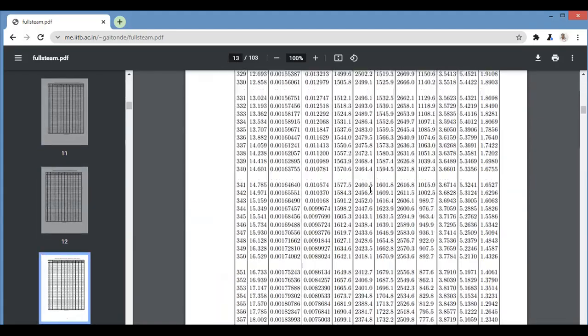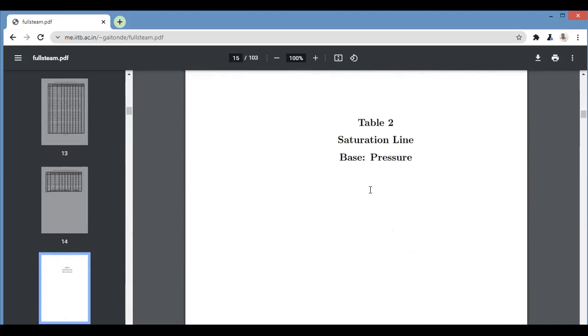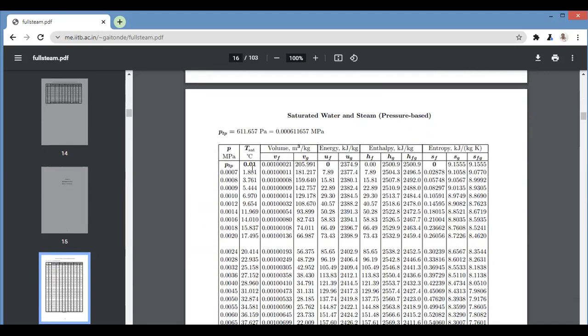So what other information do we get from the steam tables? Let me go to the pressure based table again. You'll find that apart from the saturation temperature, if the table is arranged on the pressure basis, you get information on specific volume, specific internal energy, specific enthalpy, and specific entropy. Because these are SI based tables, the unit of specific volume is meter cube per kg, the unit of specific energy as well as specific enthalpy is kilojoules per kg, and that of specific entropy is kilojoules per kg Kelvin.